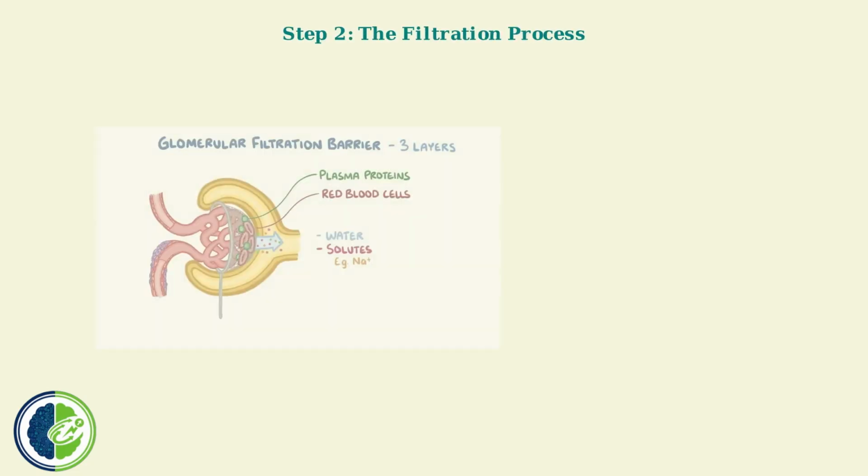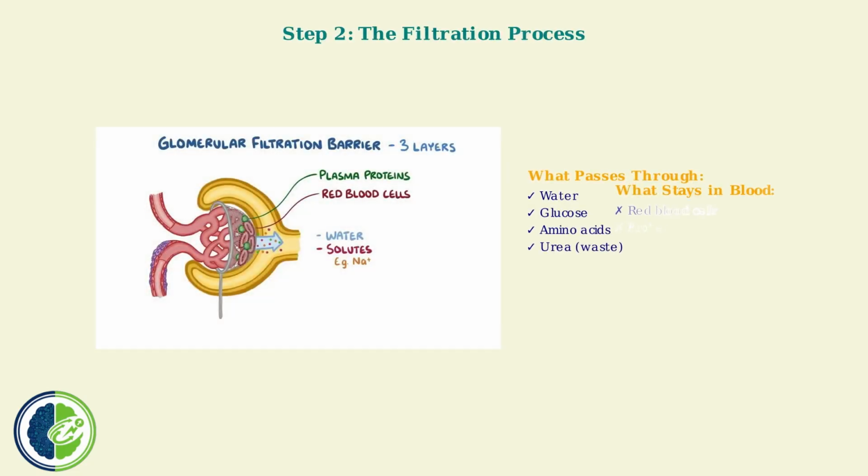The first step happens in the glomerulus, where blood gets filtered. Now, let's see what happens during filtration. The glomerulus acts like a very fine sieve. It has 3 layers that work together to filter blood. Water and small molecules like glucose and urea can pass through, but larger molecules like proteins and blood cells cannot.